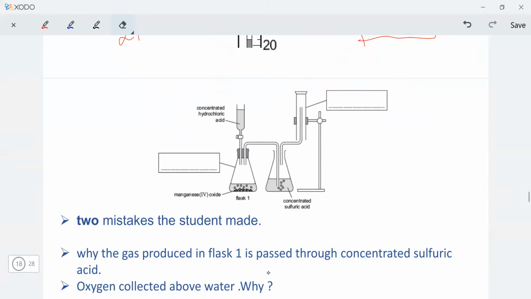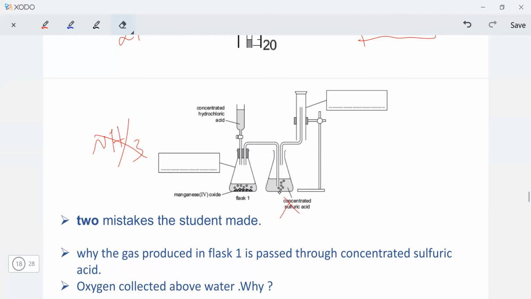Why is the gas produced in flask 1 passed through concentrated sulfuric acid? What is the function of passing a gas through sulfuric acid? To dry the gas. Let me remind you that the only gas that cannot be dried using sulfuric acid is ammonia. Why? Because ammonia will react with sulfuric acid, forming ammonium sulfate. So ammonia can be dried using calcium oxide, but not sulfuric acid.